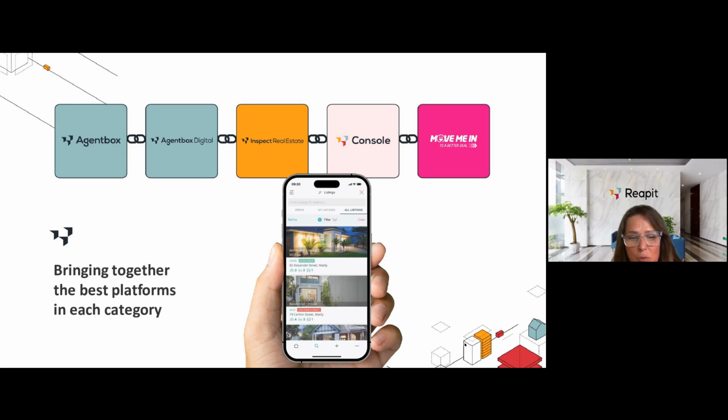So the final slide I just wanted to walk through today was just to let you know, because we've had so many changes with IRE, as you're aware, I just wanted to let you know what that means for you as the end user, as our clients. We've merged, obviously, with Reapit. Reapit is now our parent company, but they also are one of the leaders in property technology. So they also have brands known as Agent Box, which some of you may be familiar with already in our sales division. We've also got Agent Box Digital, obviously Inspect Real Estate, Console, and Move Me In. So I just thought I'd give you a little snapshot of who our parent company is, just so you're aware of what other brands sit under the Reapit umbrella.